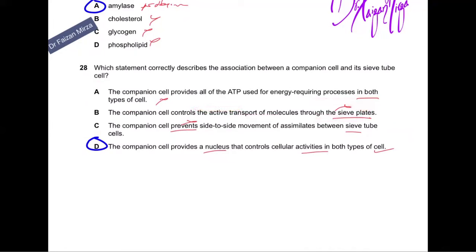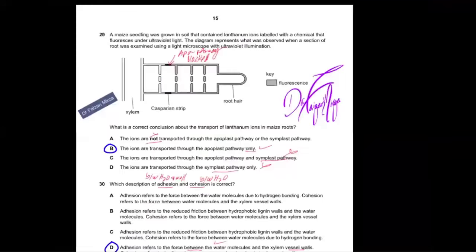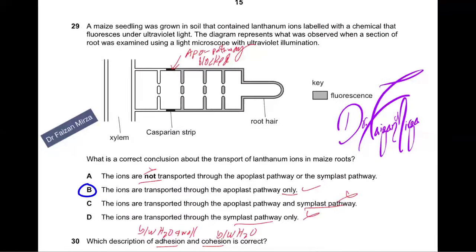Companion cell prevents side-to-side movement of assembly between the sieve tube elements. No, again, this is by plasmodesma. The companion cells provide a nucleus. Yes, that controls the cellular activities in both types of cells. Because all three options are incorrect, option D is the only one that we can actually narrow it down to. And we know that these sieve tubes do not have a nucleus. So the nucleus of the companion cell is actually working for both.